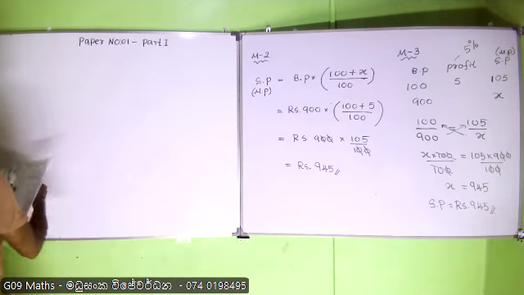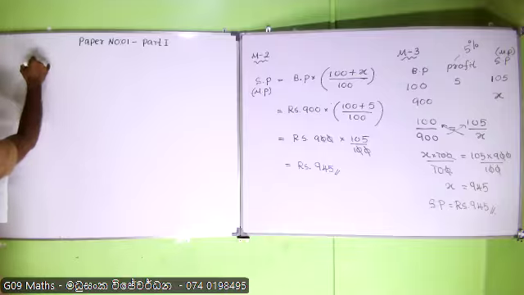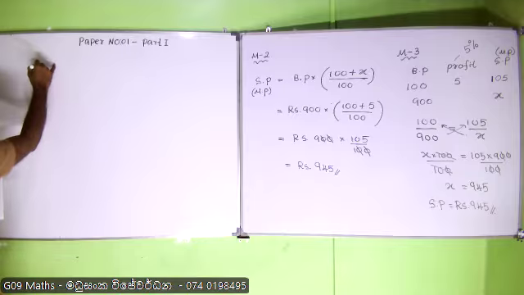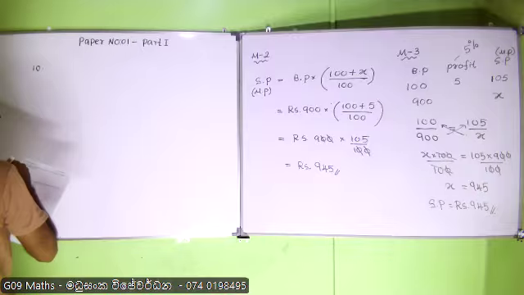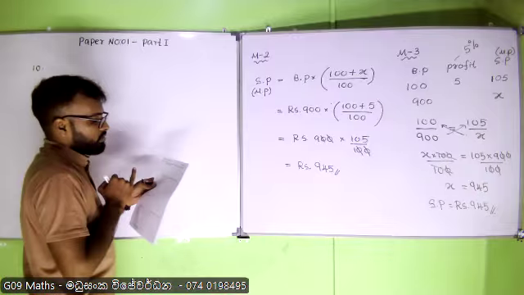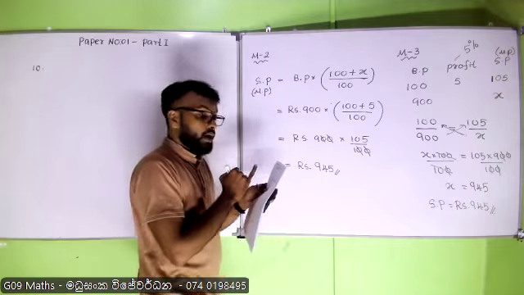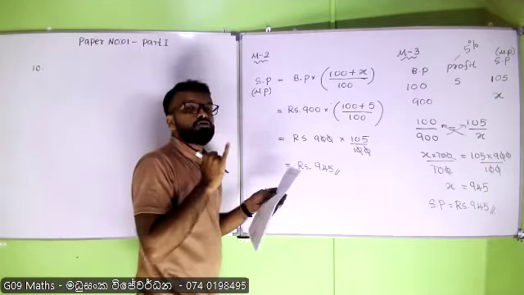Right. Question number 10. First, let's read. Mark price of a certain good, that means selling price. Mark price of a certain good is 1,500.